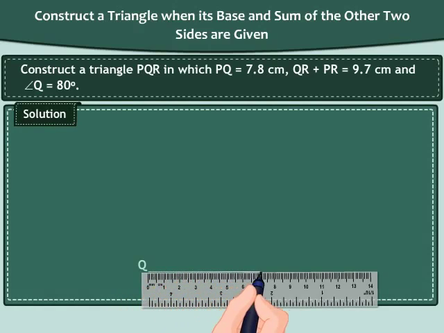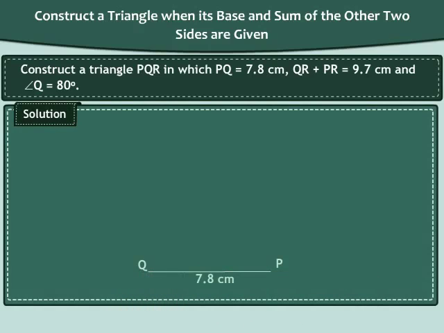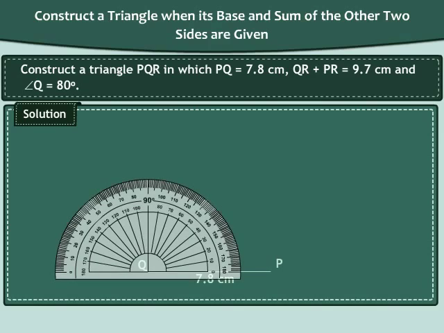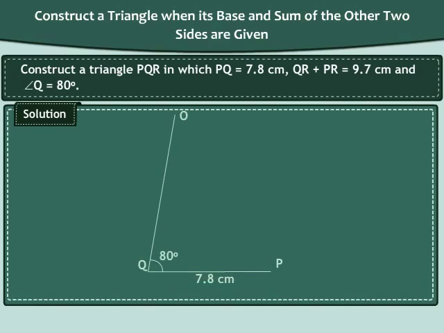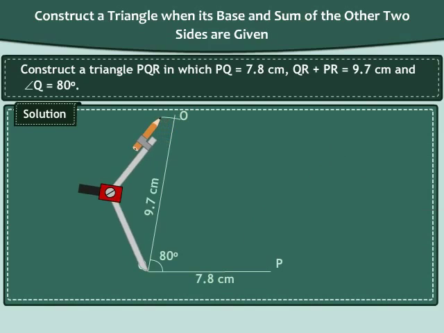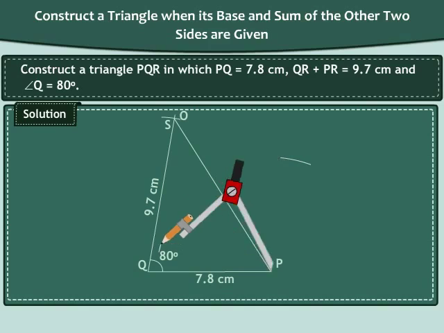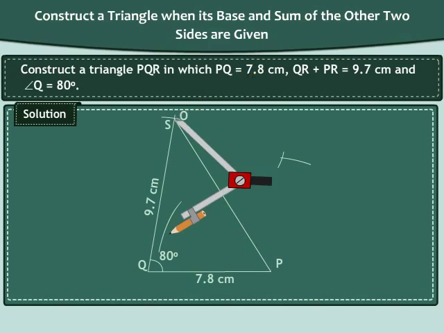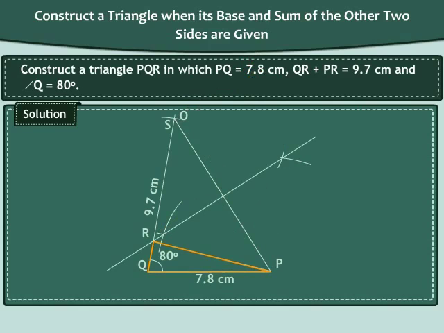Draw a line segment PQ of length 7.8 centimeters. Draw line segment OQ such that angle PQO is equal to 80 degrees. On segment OQ, taking Q as center and radius 9.7 centimeters, draw an arc cutting OQ at S. Join PS. Draw perpendicular bisector of PS and let it intersect QS at R. Join PR. Thus PQR is required triangle.